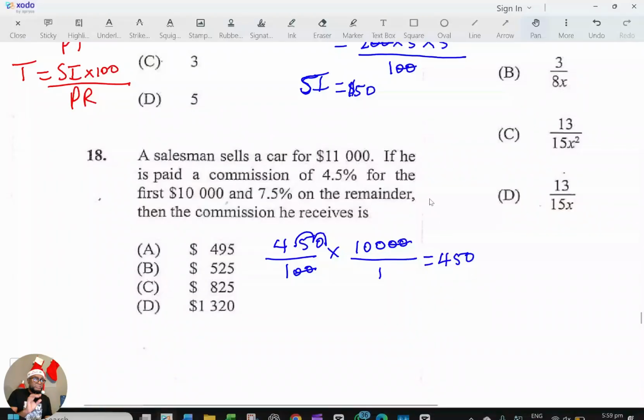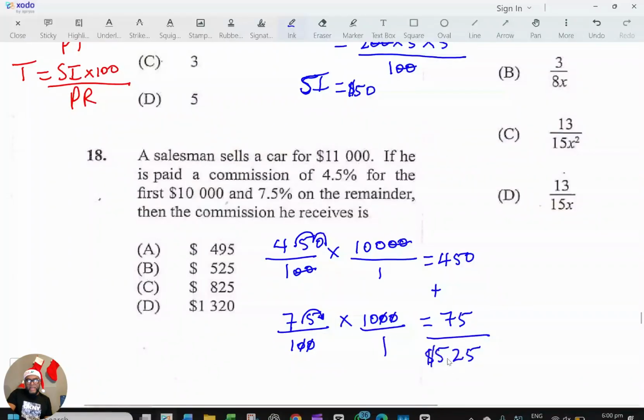450 would be how much he made on the first 10,000, but he made a little extra. He sold 11,000. They said it's 7.5% on the remainder. If we don't do 4.5 on the first 10,000, how much is the remainder if he sold $11,000 in cars? 1,000. So it'll be 7.5 over 100 multiplied by 1,000, which is the remainder. Zeros cancel here, and 7.5 multiplied by 10, you move the point once. So this will be 75. Let me add these two now. What are we getting here? 525. When we add the two commissions together, his total commission will be $525.